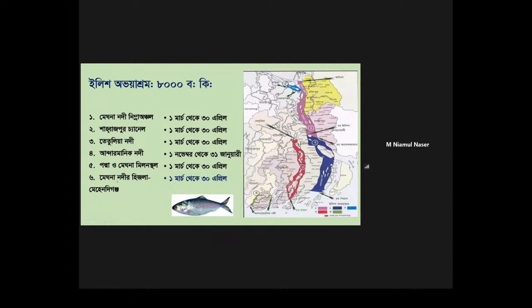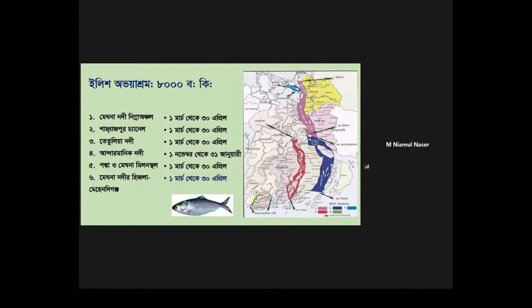And we have 6 at present. This is the very recent one, the Meghna River Hilsa sanctuary. The 5 were established earlier, and now the government has declared another one in the Meghna River. There, all fishing of Hilsa, especially the juvenile ones, is banned from 1st March to 30th April.